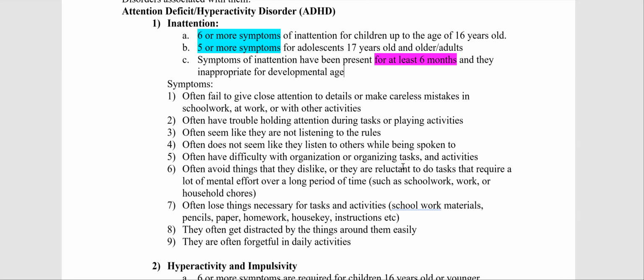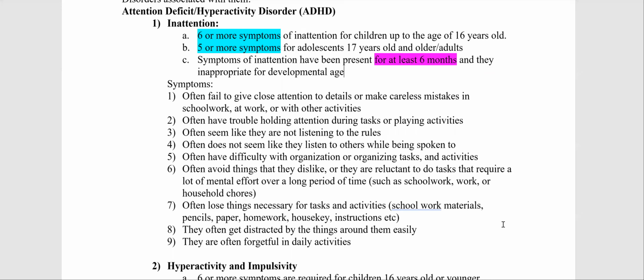They often avoid things they dislike, or they're reluctant to do tasks that require a lot of mental effort over a long period of time, such as schoolwork, work, or household chores. So it's difficult for the person to exert a lot of energy on one thing because they want to do other things.